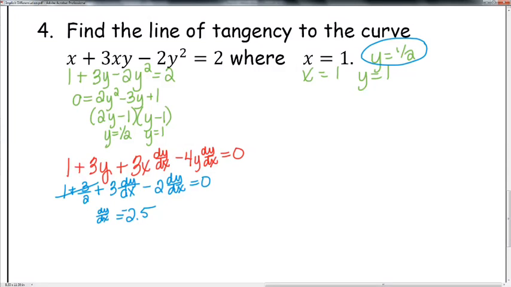So our tangent line is going to be y minus a half is equal to negative 2.5 times x minus 1. And then let's go ahead and find the other tangent line. I'll make that in yellow.